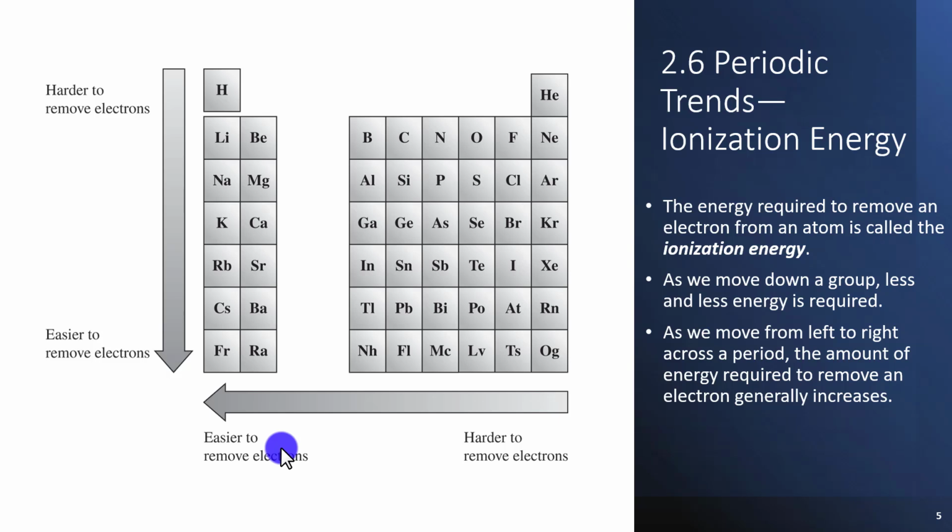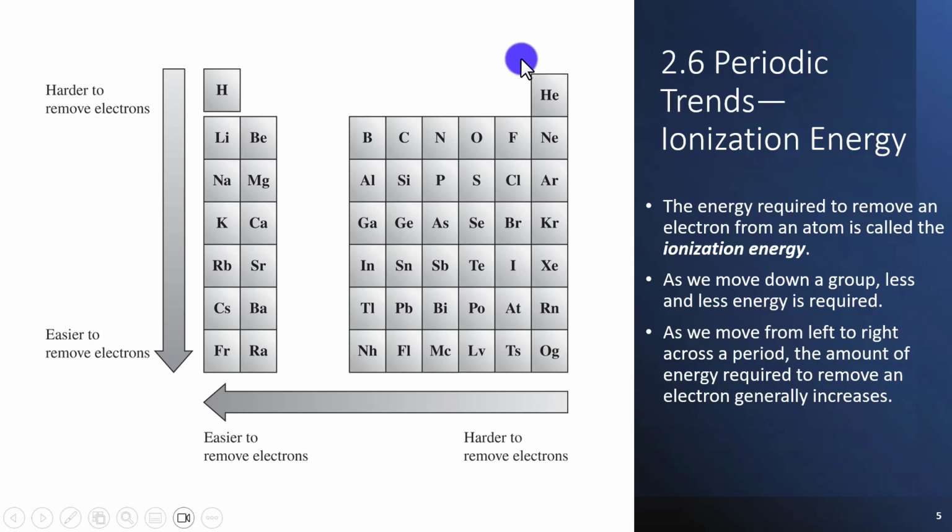The next periodic trend we're going to talk about is ionization energy. Ionization energy is the energy that is required to remove one electron from a neutral atom. Basically, it tells us how hard or how easy it is to remove that first electron. If the ionization energy value is very high, that means that it requires a lot of energy to remove that electron, and vice versa if it is low.